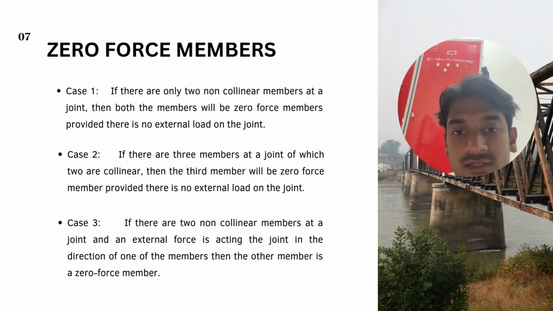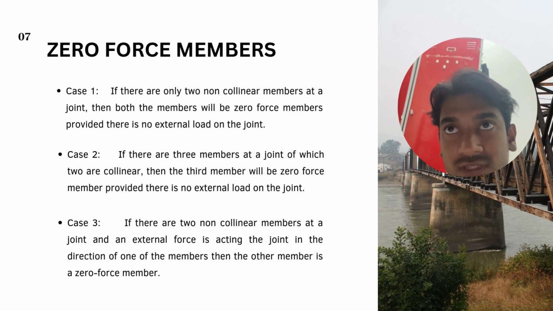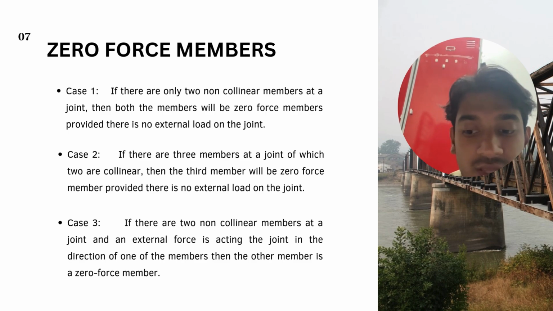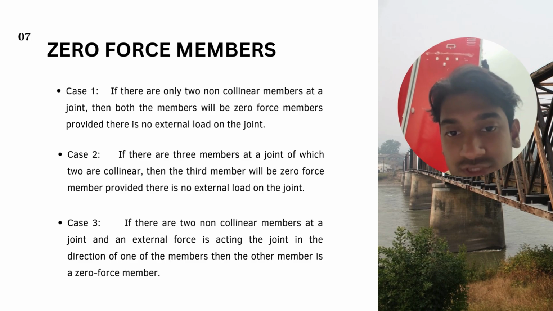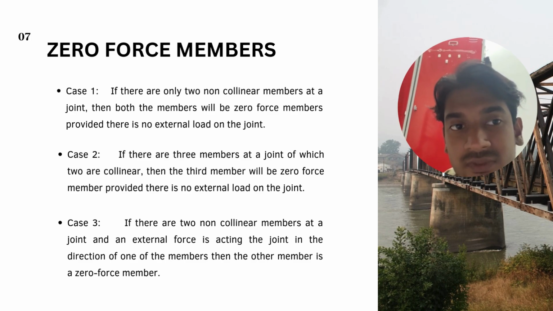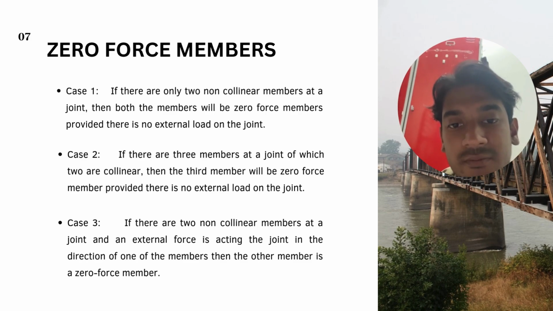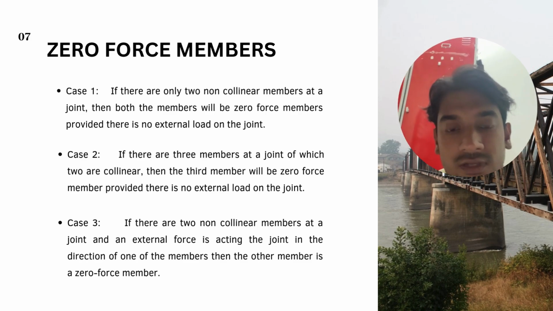Second is zero force members. So how we need to identify it is three steps, which is first if the joint is applied by force or becomes a support reaction, and the second is if the members are non-collinear, and the third is if the members are not parallel. There are three cases to identify the zero force member.